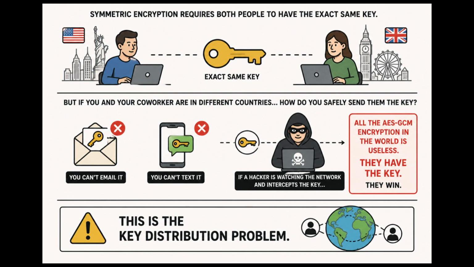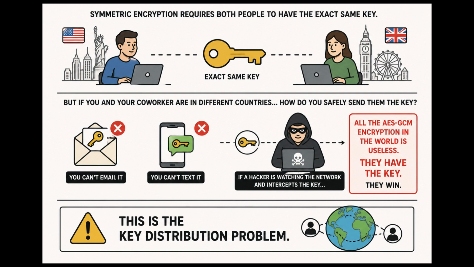You cannot email it, you cannot even text it. If a hacker is watching the network and intercepts the key, all the AES encryption and world class math behind it is useless. They have the key, they win. So this is the key distribution problem.